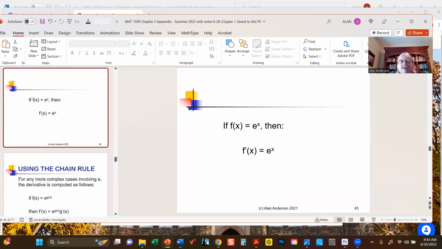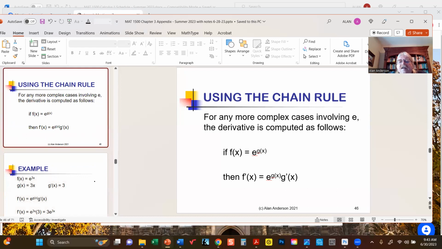Now, that raises an interesting question, though. What happens if it's not e to the x, but some function of x? Well, that, of course, changes everything. What we're going to do is see how the chain rule is applied here. You'll see it's a very straightforward result. So if f of x is e to the g of x, then the derivative is e to the g of x, but we need now g prime of x. This is what really makes the chain rule interesting, that we have to take into account the derivative of this function of x that we're dealing with.